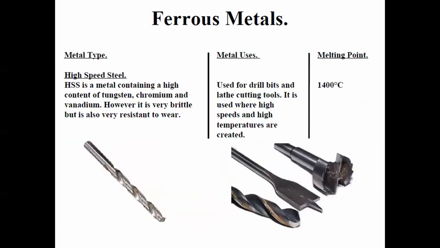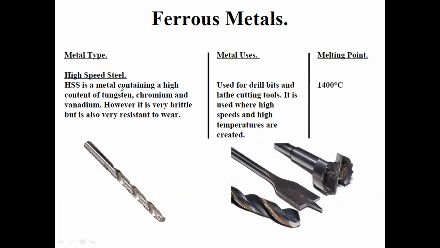We move on to high-speed steel, HSS. This is a metal containing a high content of tungsten, chromium, and vanadium. So it's an alloy containing tungsten, chromium, and vanadium, aside from iron and carbon. However, it's very brittle and is also very resistant to wear or to abrasion. It's used in drill bits, lathe cutting tools. It's also used where high speeds and high temperatures are created. Melting point is 1,400 degrees Celsius.